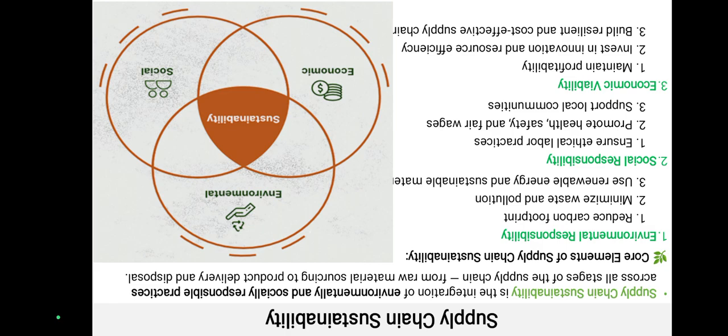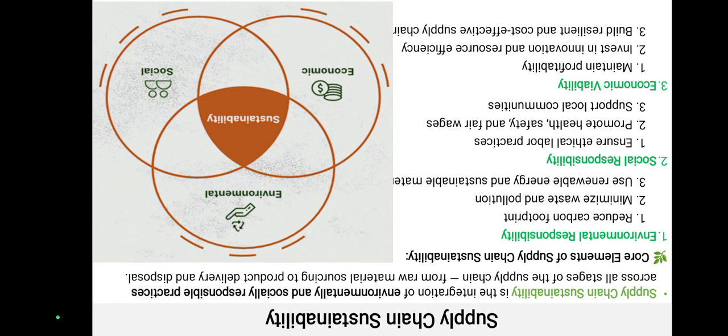Next, build a resilient and cost-effective supply chain. As I said, if you want to build a supply chain with less cost, then obviously we should cut down the cost wherever it is possible, so that it will not impact the customers.